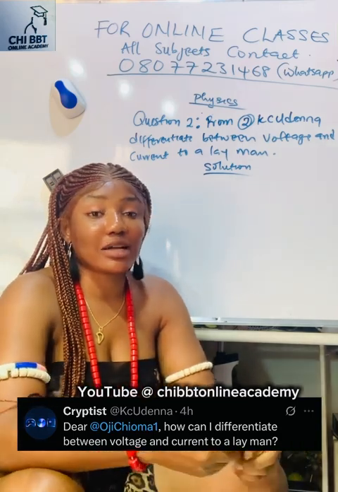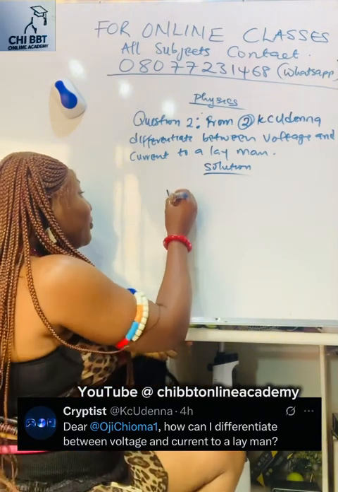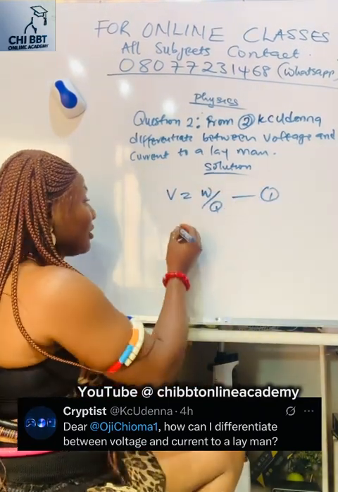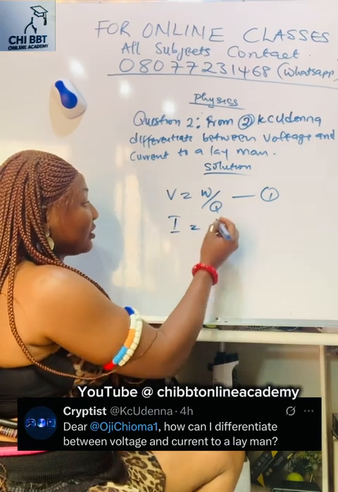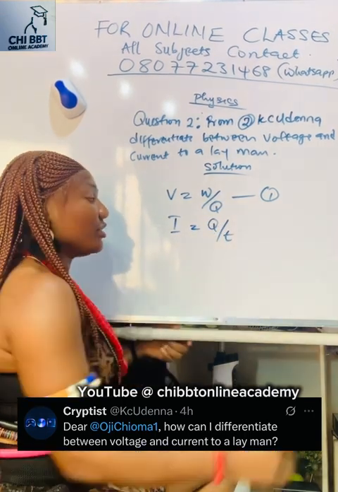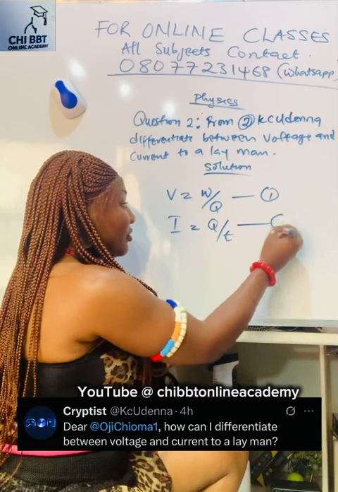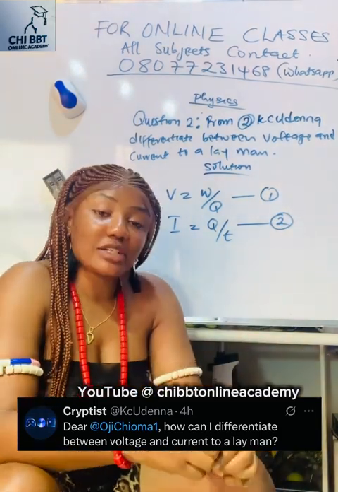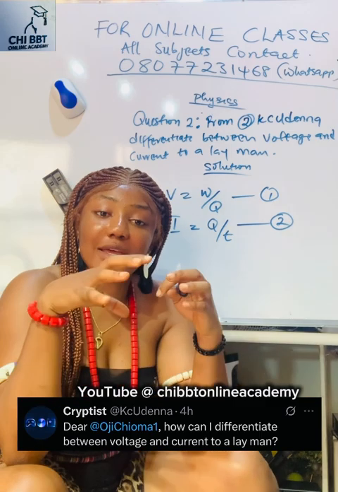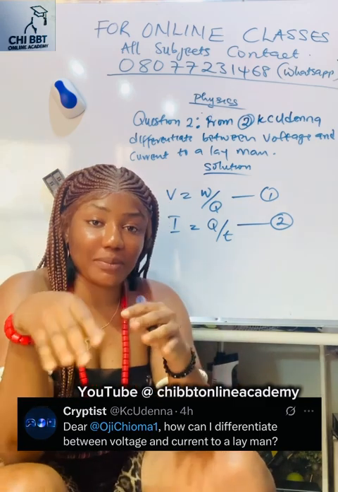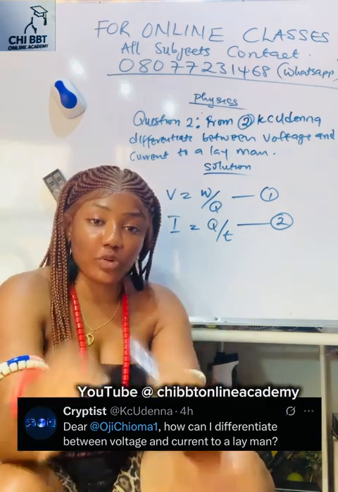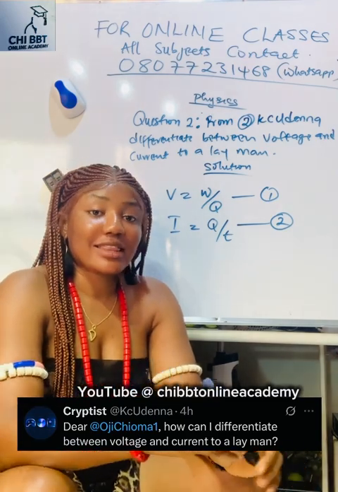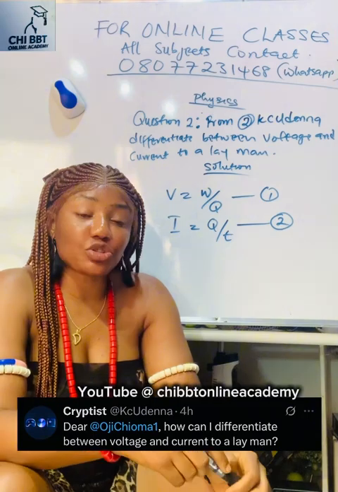First of all, before I start, I would like to tell you that voltage is the work done over charge, equation 1. Then current is the rate of flow of charge, equation 2. Let's stop here. First of all, let's use a physical system like a tap. When a tap is flowing, the flow of that water is the charge. Now, what makes that water flow is actually the voltage.